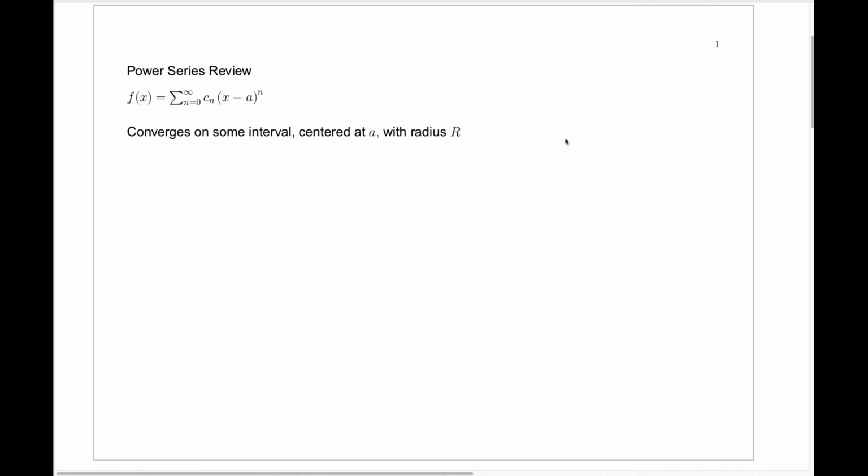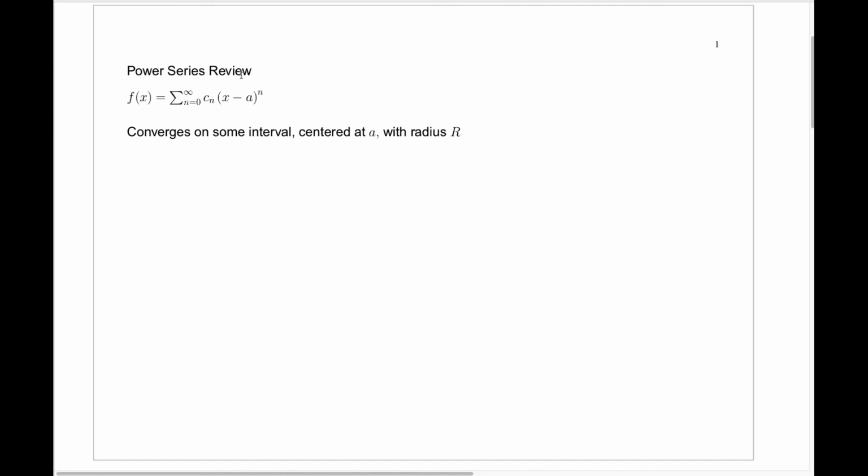Today I want to just do a quick review of power series. This is done in the book in section 5.1, so be sure to read everything they say about power series very carefully. And of course, if you have your old calculus textbook, you can review power series there too.